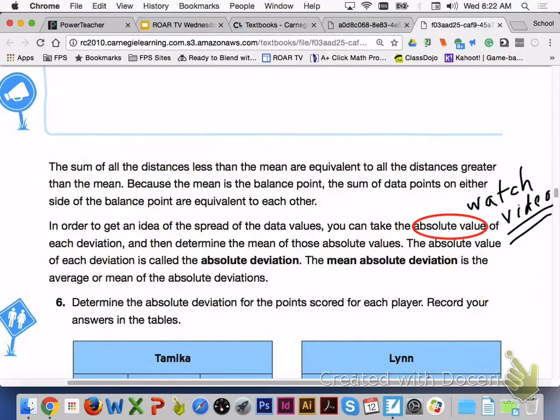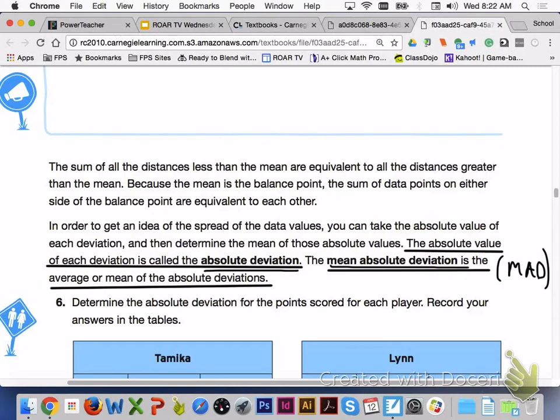In order to get an idea of the spread of the data values, you can take the absolute value of each deviation and then determine the mean of those absolute values. We are going to stop here. Please watch the short video on absolute value before continuing.